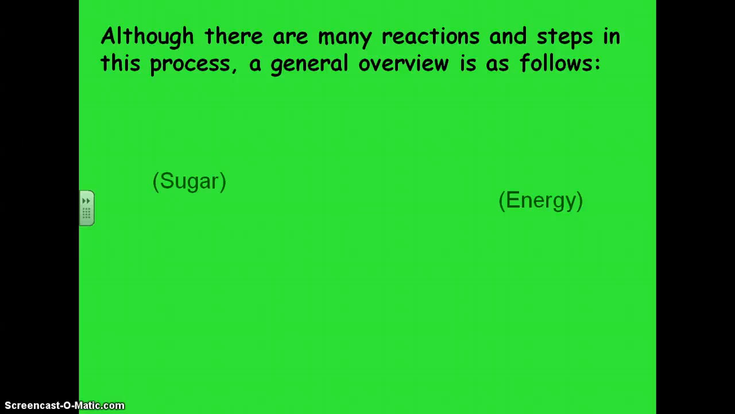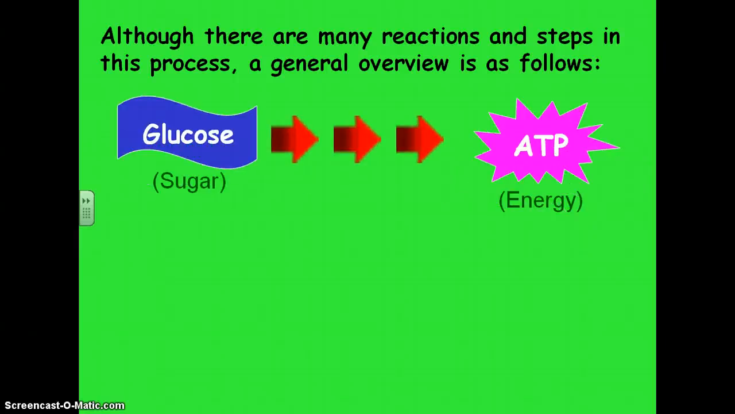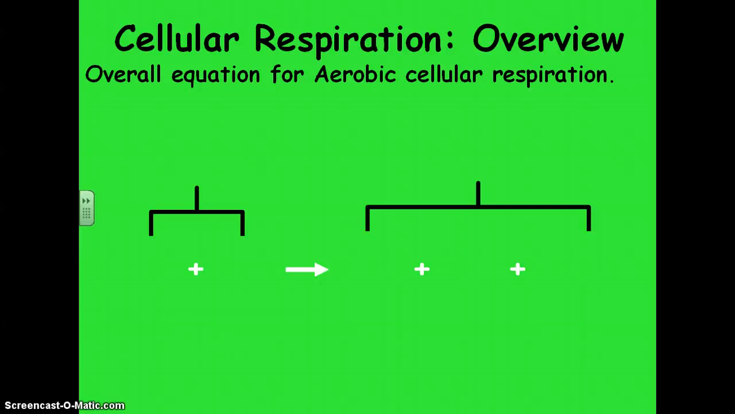There are many steps to this process, but a general overview is the following. Glucose, which again is a monomer of a carbohydrate, a sugar, is broken down into ATP, and ATP is our cellular energy. We are now going to look at the equation for cellular respiration. Yes, you must memorize this.